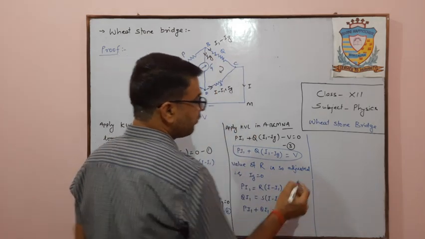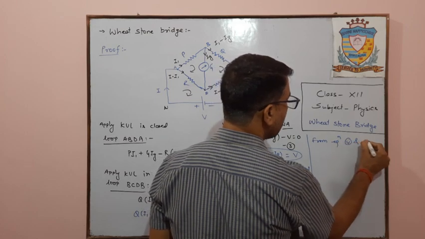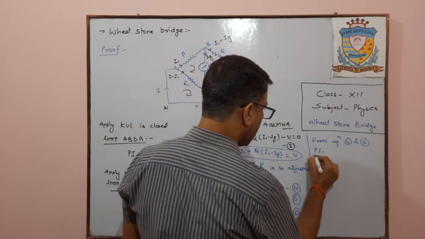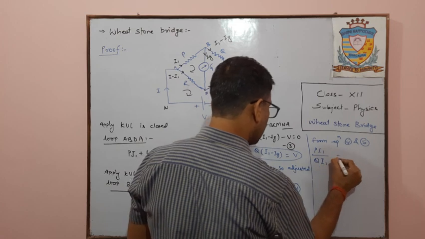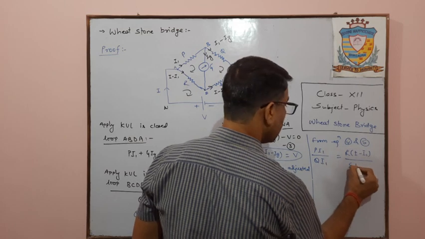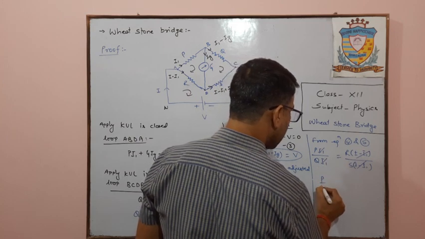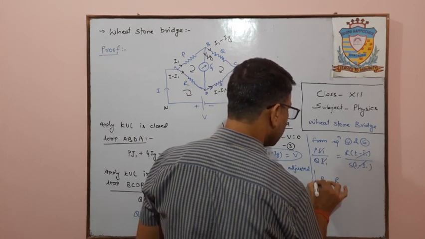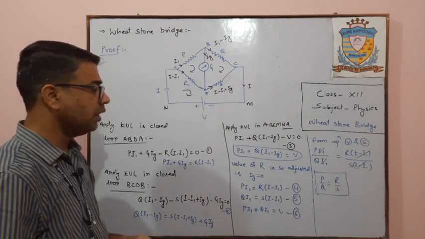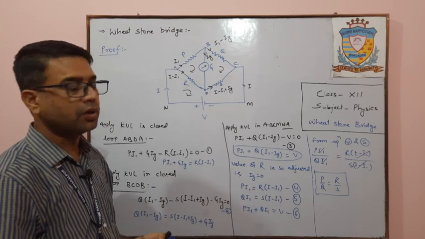So from equation 4 and 5, if we divide, P I1 upon Q I1 is equals to R(I minus I1) upon S(I minus I1). These two will cancel out. So P by Q is equals to R by S. Clear? So this is the proof of Wheatstone bridge. Clear? So with the help of this Wheatstone bridge, we can note down some points.